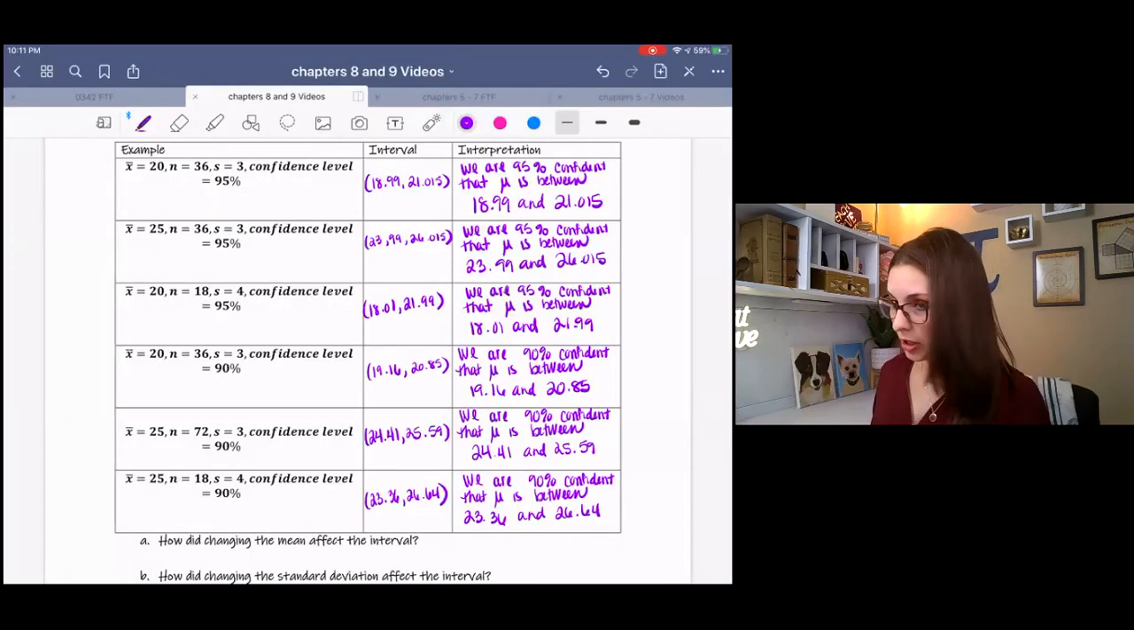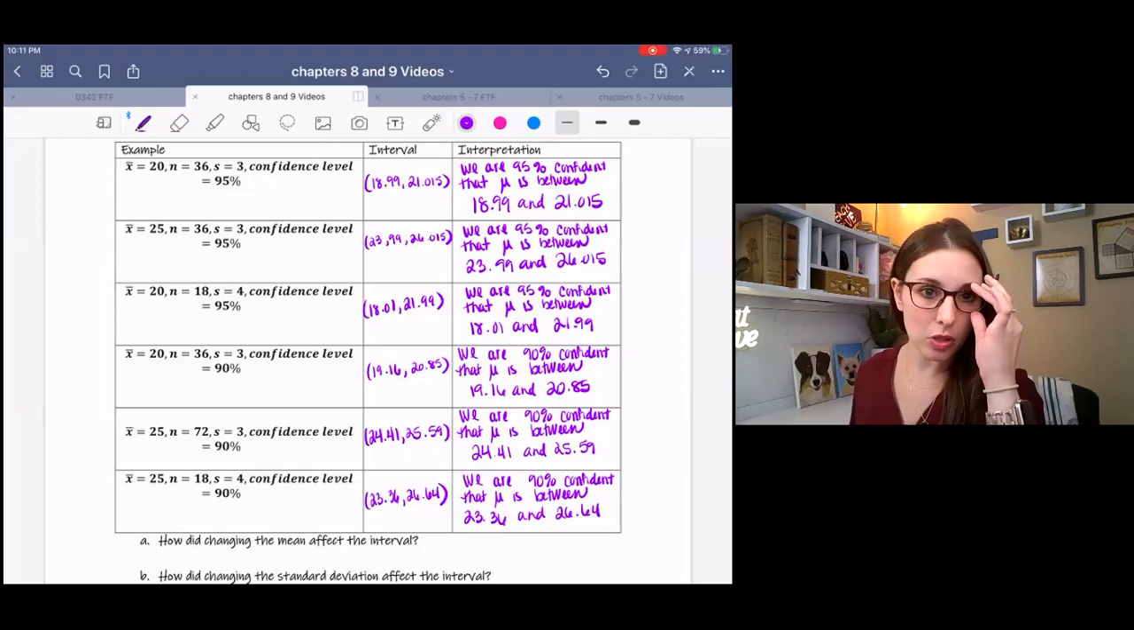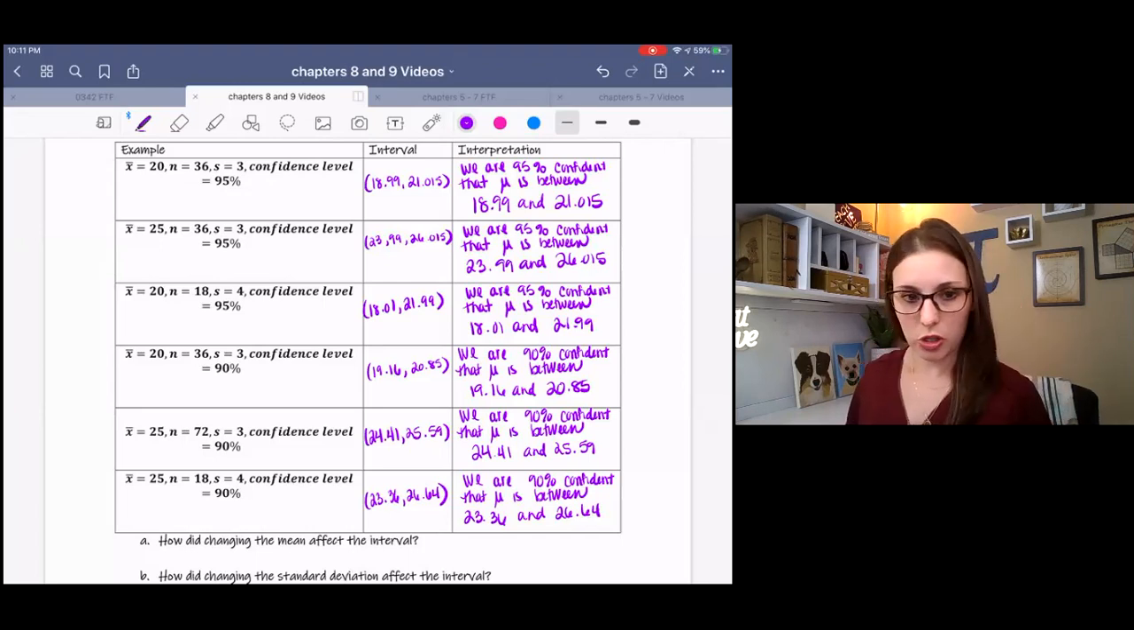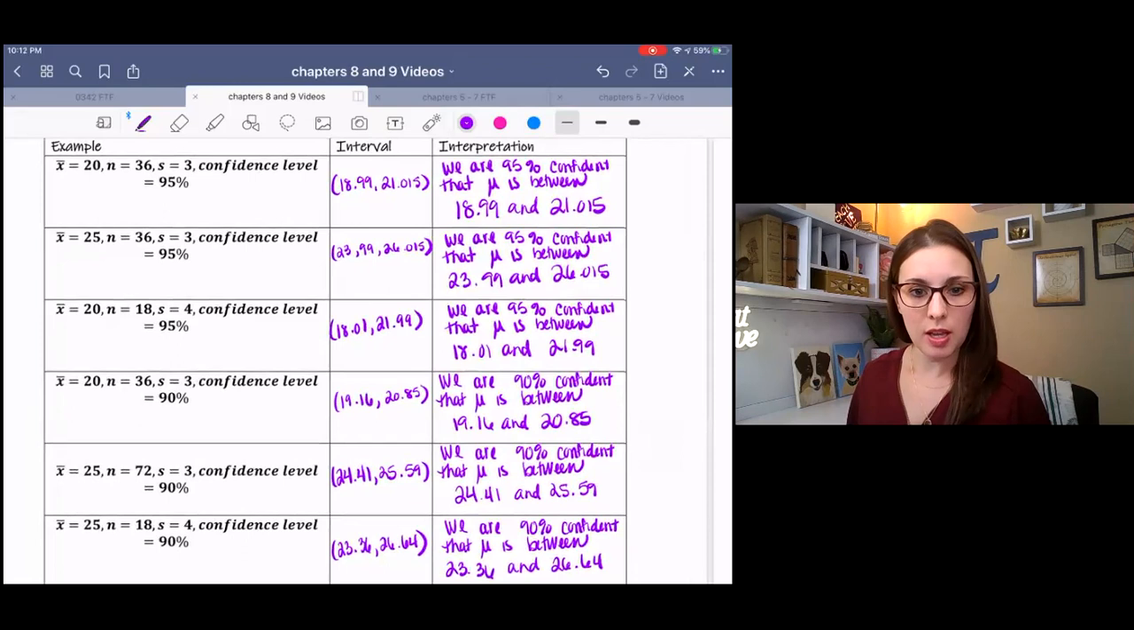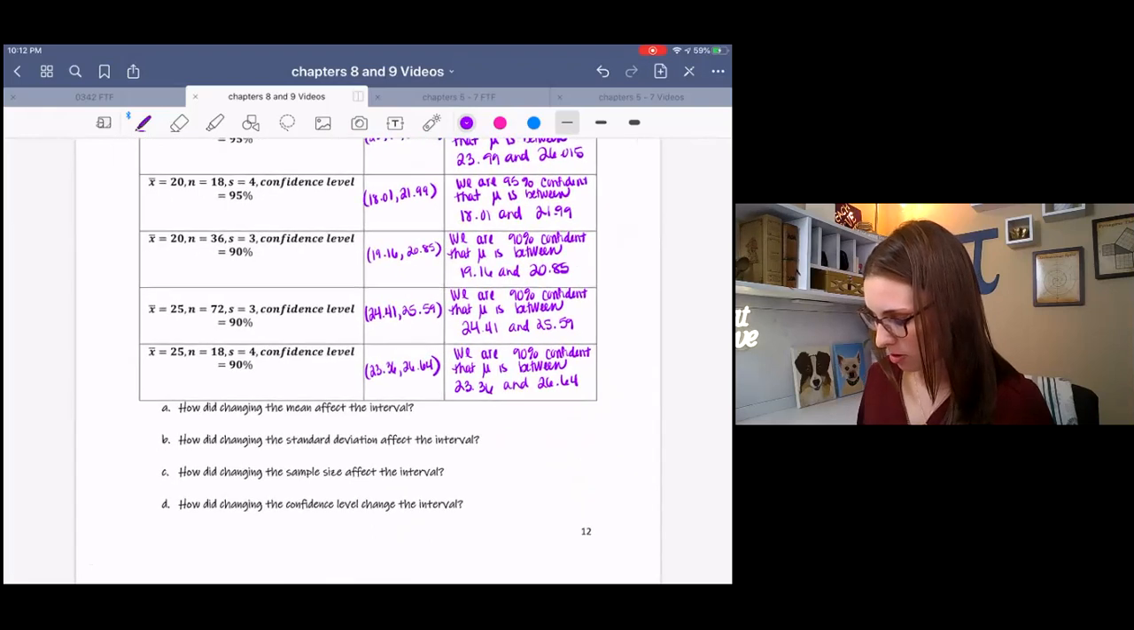So after doing your intervals, you should be getting these values. So go ahead and check them. Make sure you're getting the same thing. And then the interpretation is a lot of repeating. So we are 95% confident that the population mean is between these two values. And for the two values, you just put your lower and upper bounds. So that's it. But we do want to make some observations down at the bottom.